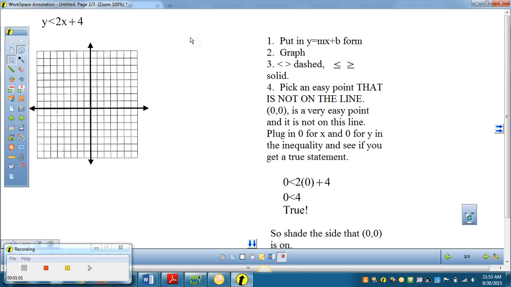The first thing you will do is put the inequality in y equals mx plus b, which this one already is. Y is less than 2x plus 4. Now we can graph it. We'll graph it by plotting the y-intercept, which is at 4. 1, 2, 3, 4. We put a point there. Then we'll use the slope, which is 2, which means I go up 2 and over 1. Or I could have gone down 2 and to the left 1. And now I can draw my line.